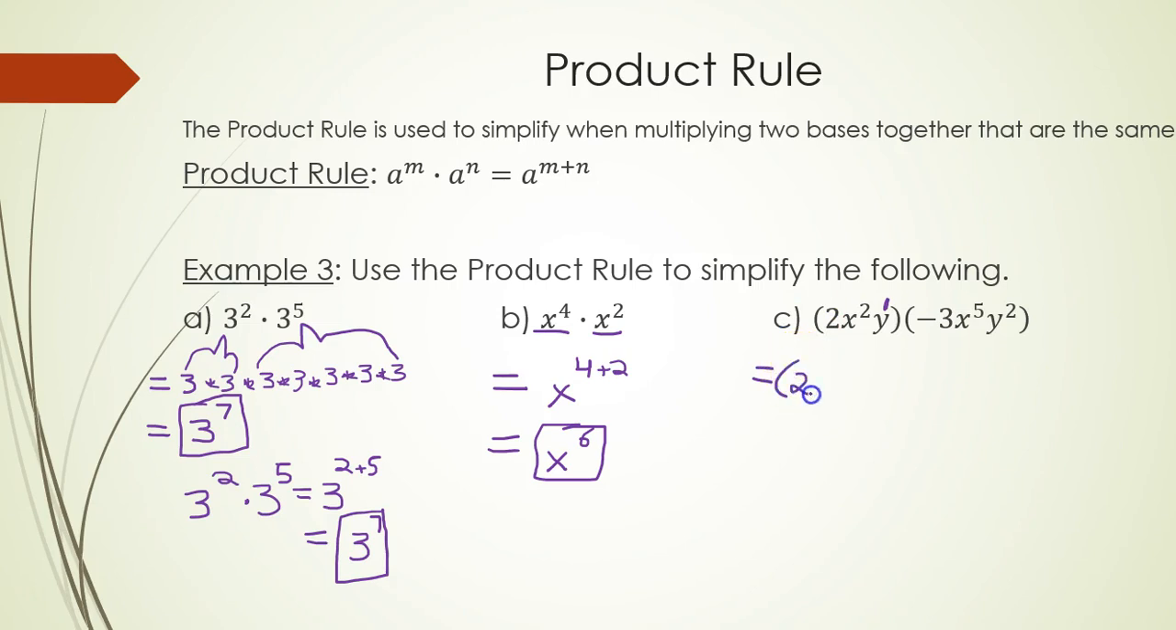I'm going to stick with multiplying my 2 times the negative 3, so multiply those coefficients together. I'm going to put my x's together, x squared times x to the fifth, and put my y's together, y to the first times y squared.